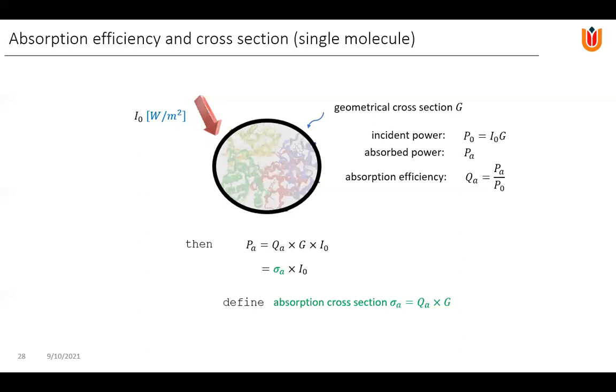So we can now write the absorbed power equal to the absorption cross section times the incident intensity. We're almost there. I'm not going to get any more exotic.